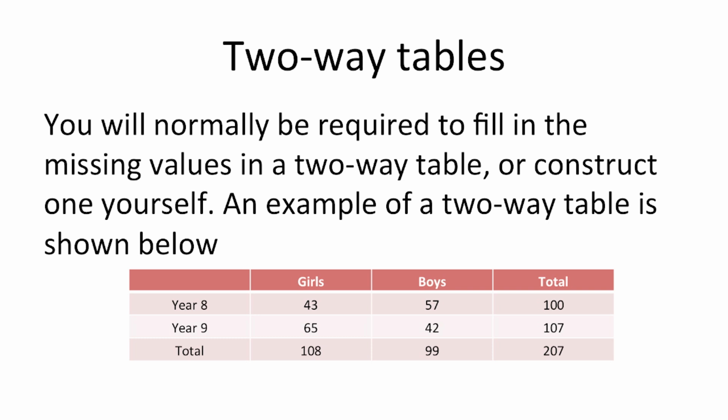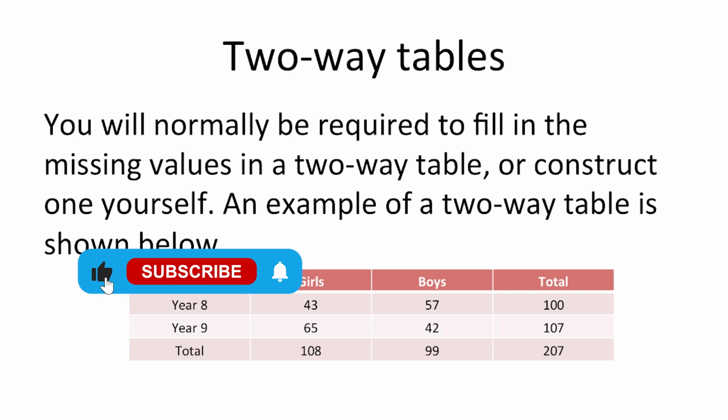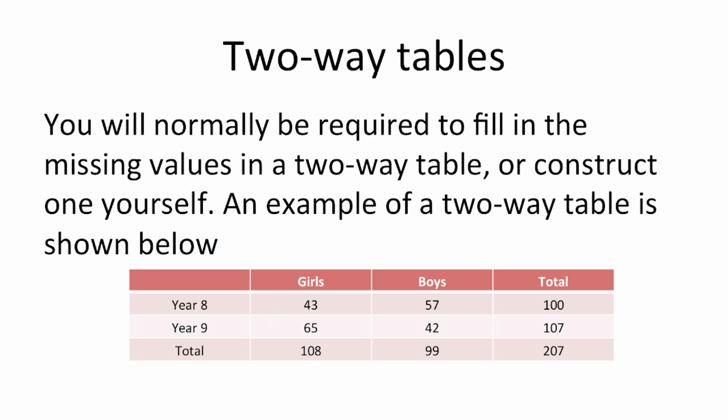Now, important things to notice is how we have the total row at the bottom and the total column at the end of the table, and that those totals must always add to the grand total, which in this case is 207, which of course represents how many students there are altogether.